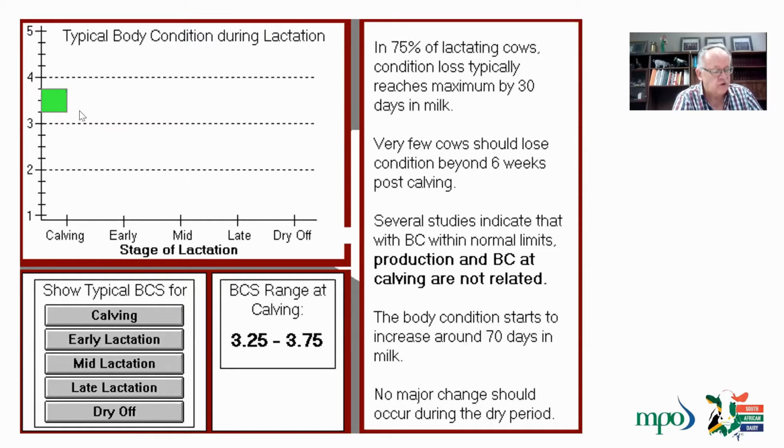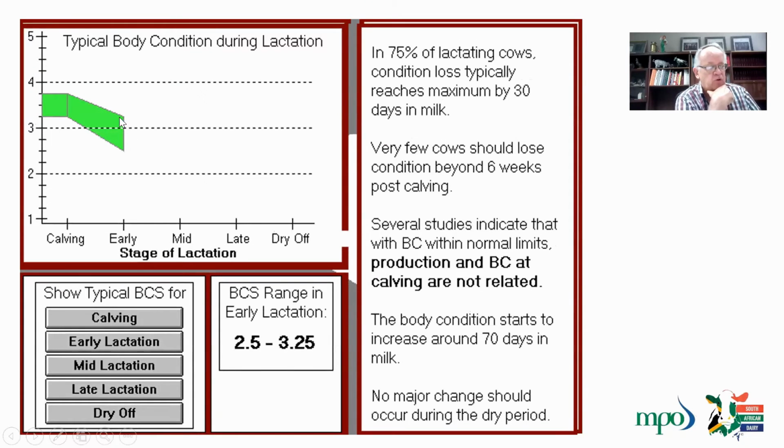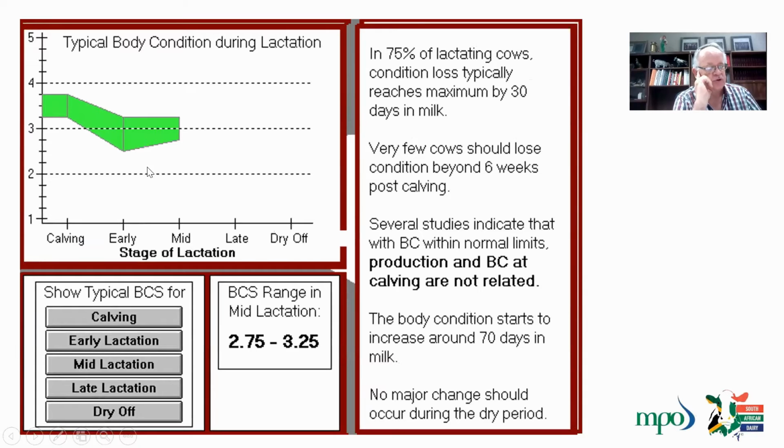This is at dry off, and then at calving. Let's say she's calving at 3.5. The next step, because of the negative energy balance and all the energy going into the udder itself, the body condition score will start dropping, and it can go down to about 2.5. When a cow is peaking in her lactation cycle, gradually it will start picking up.